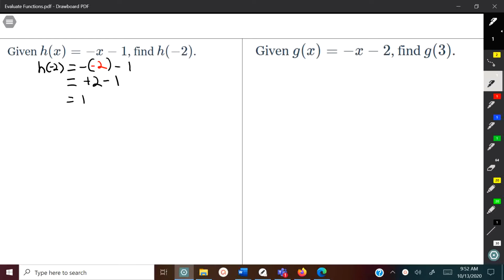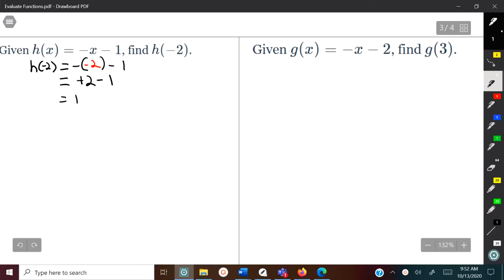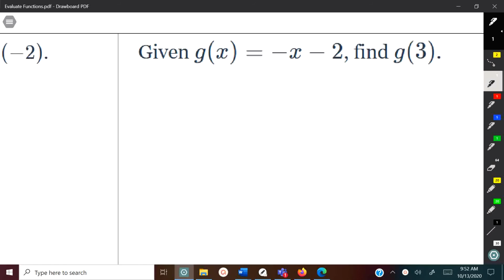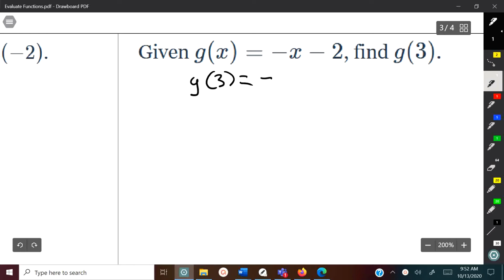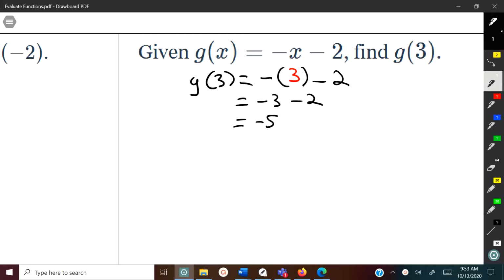Alright, so let's take a look at this one. So this one we're going to do g of x, but it's going to be g of 3. So I'm going to write g of 3 is equal to negative, and I'll plug in my x, minus 2. So my x is just regular 3 now. So now I just keep working. Negative times a positive is a negative. Minus 2. Same sign, find the sum. Negative 5. So g of 3 will be negative 5.